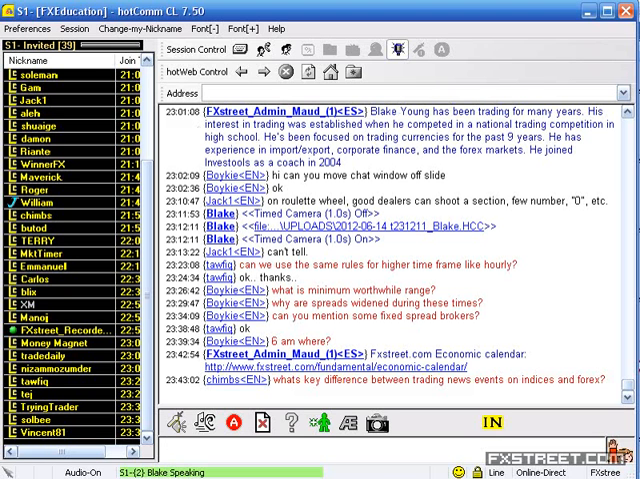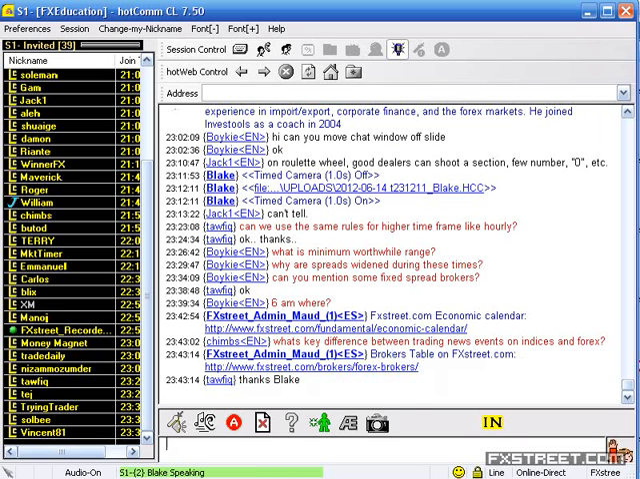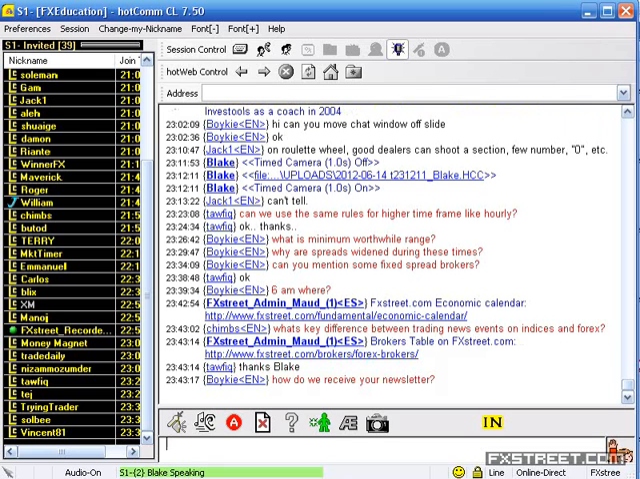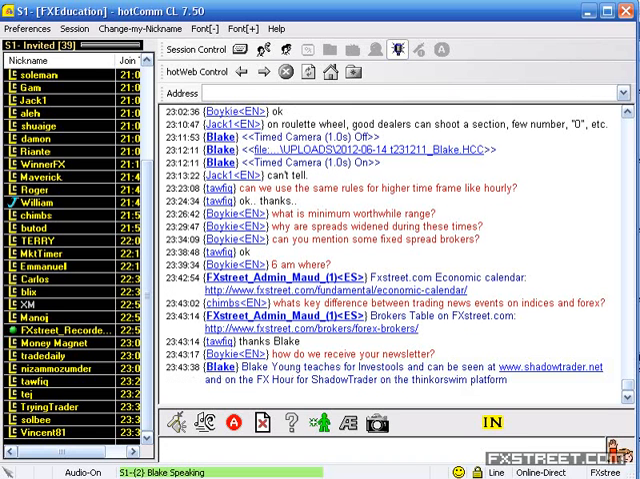Tim's asked the question, what's the key difference between trading news events on indices and Forex? Well, a little bit of the difference, I would say, is that the Forex trades fluidly. The Forex trades 24 hours a day. It's $4 trillion a day versus indices. Even the New York Stock Exchange is about 1/90th the size of the Forex market. And so as far as that goes, it's liquidity for me. It really does come down to liquidity.